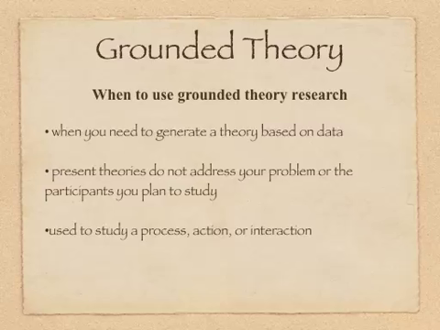When do you use a grounded theory? You use a grounded theory when you need to generate a theory based on data. So you have data, but other present theories don't address a problem, or they don't address the participants that you plan to study. So you're going to generate a theory. And this is used to study the process, the action, or the interaction. And you have the data, and you develop the theory.